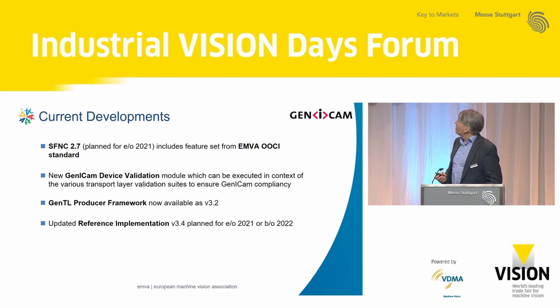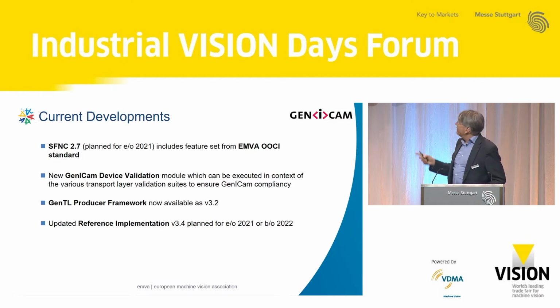So what are the current developments of GenICam? The main module under development is SFNC, the Standard Features Naming Convention, and the new version 2.7 is nearly ready. It will be voted on during November, and it is quite ready for release. In particular, it includes the new OOCI feature set, which you will hear about later from my colleague Werner.